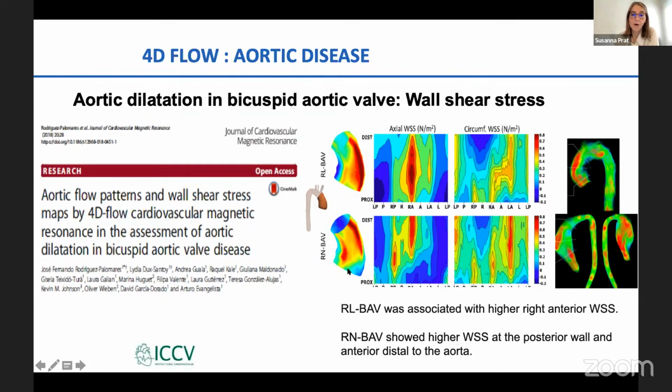But in the group of the other phenotype, the right and non-coronary cusp bicuspid valve, they showed that the wall shear stress was higher at the posterior wall first, and later in the anterior wall distal in the aorta, as we can see in the second example. And this can have some prognostic importance in the future, and I wanted to show this nice work and how these new parameters can help in these bicuspid patient studies by 4D flow.